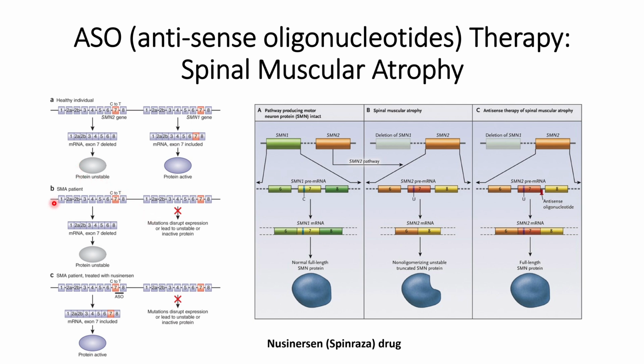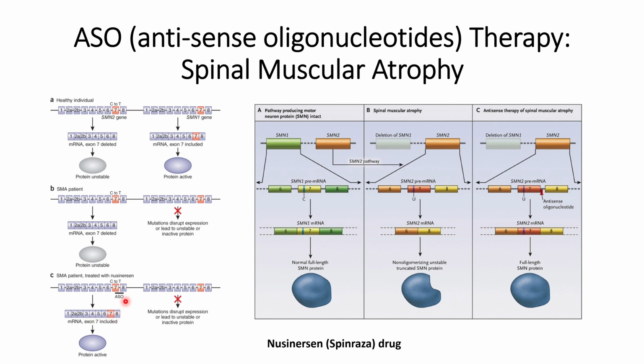And in SMA patients, or the patients that are affected with spinal muscular atrophy, the SMN1 gene is not functional, whereas the SMN2 gene works similar to how it works in a healthy individual. The final production of active protein is very less, as only 10% of the proteins that are produced from the SMN2 gene will be functional and active.